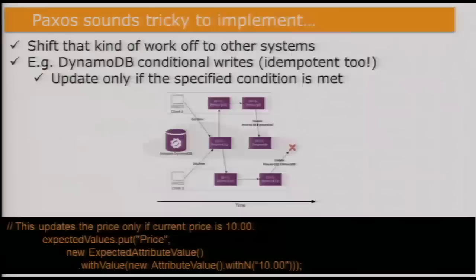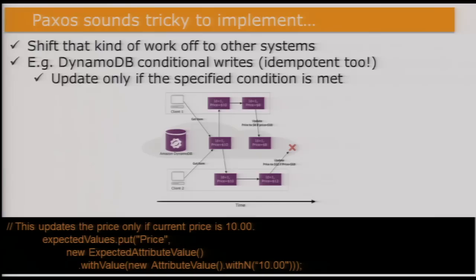Or you can offload it. So maybe you want to get some other system to do this kind of work for you. A great example is DynamoDB. DynamoDB has this concept of conditional writes, and they are idempotent conditional writes as well. So this means that you only update when a condition is met. And you can see the little Java code snippet down the bottom here. Basically, it's saying, whenever I go and update my price, I'm going to update it based on another value that I expect to see.